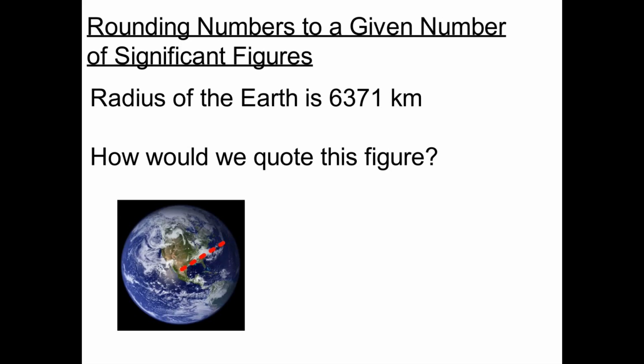In this video, we're going to learn how to round numbers to a given number of significant figures. The radius of the Earth is 6,371 kilometers. Now, are we likely to quote this figure exactly like that? Well, we're probably not. We're probably not going to say the radius of the Earth is 6,371 kilometers. We'd probably say something like maybe 6,000 kilometers.